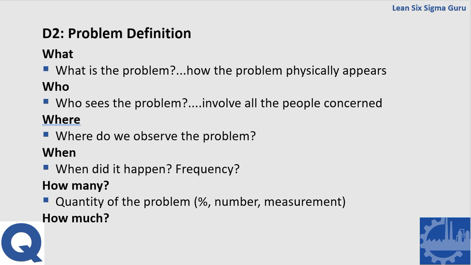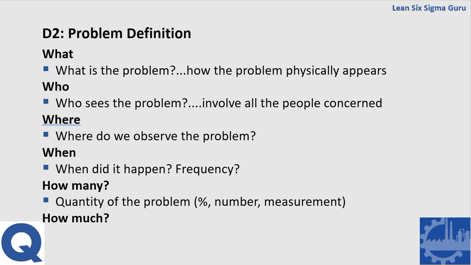So if we say what, we want to know what is the problem, how the problem physically appears, what are the dimensions, what is the size. Who sees the problem, who detected it first, who is involved? Include all the people concerned, all the people with hands or eyes on the product as it goes through the process. Where is it observed? Very specifically, not just in terms of macro geography, but in very, very specific terms, as specific as we can be, where the problem is observed and where it is known to occur.